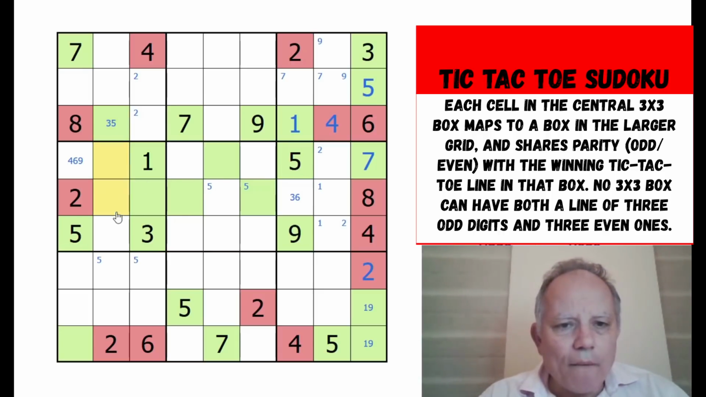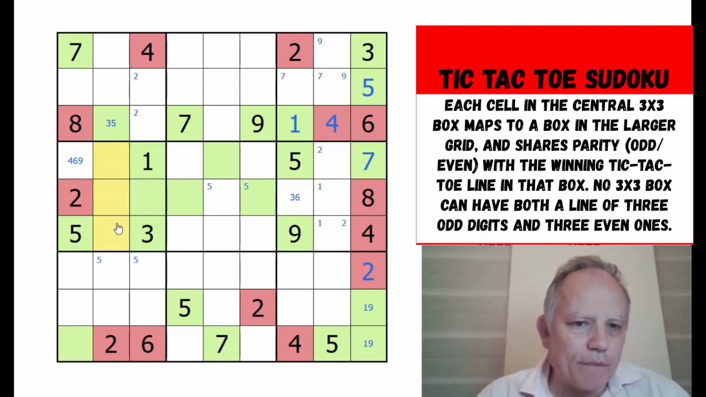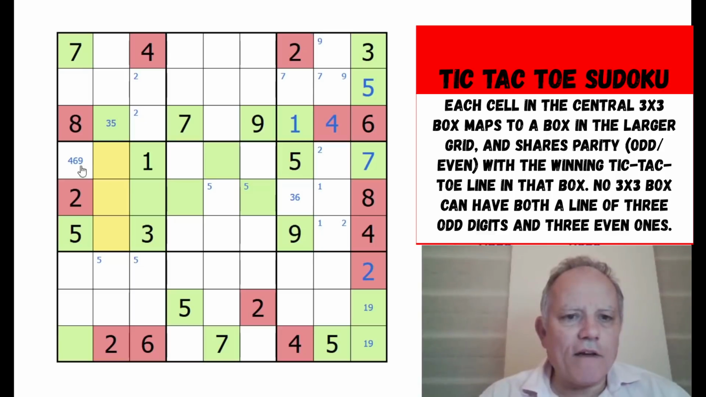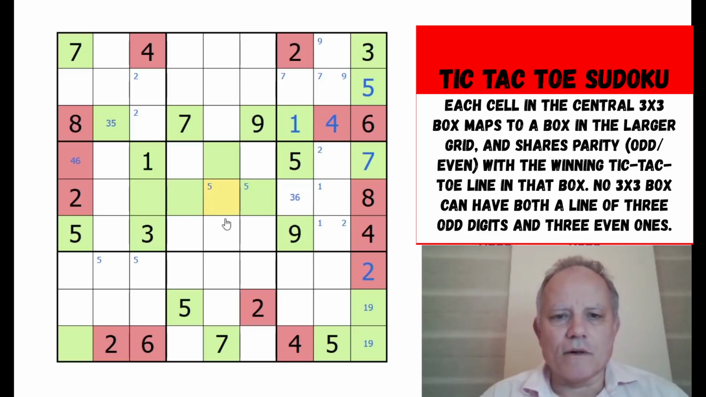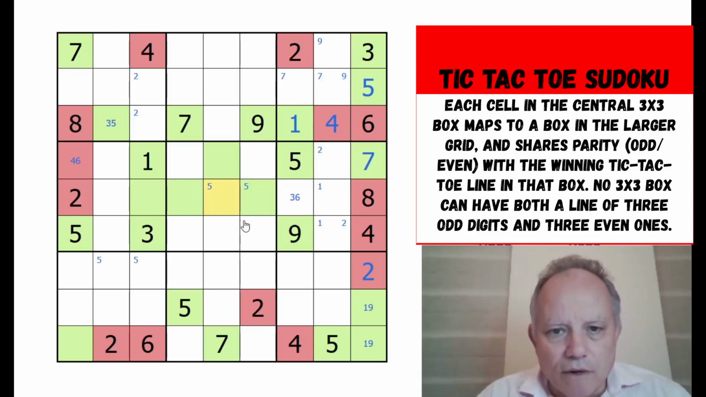Oh, these 3 can't be even because we've already got an odd winning line here, and it would be even in a straight line. Therefore, this must be even. It can't be 9. It's 4 or 6. What else can we learn? I'd love to know the winning line in this central box. Whatever the central cell is, that is the colour that's going to win the line. That's going to win the box. But I don't know what it is.